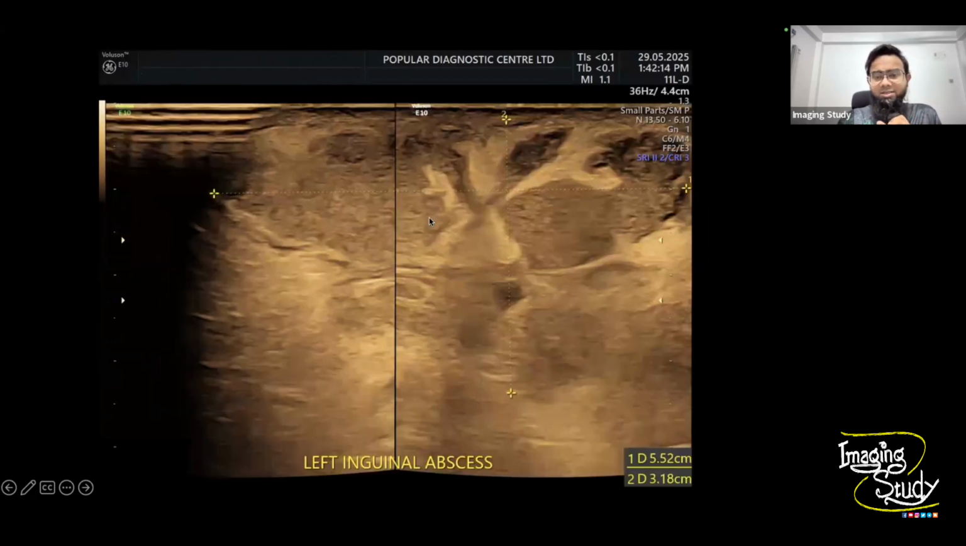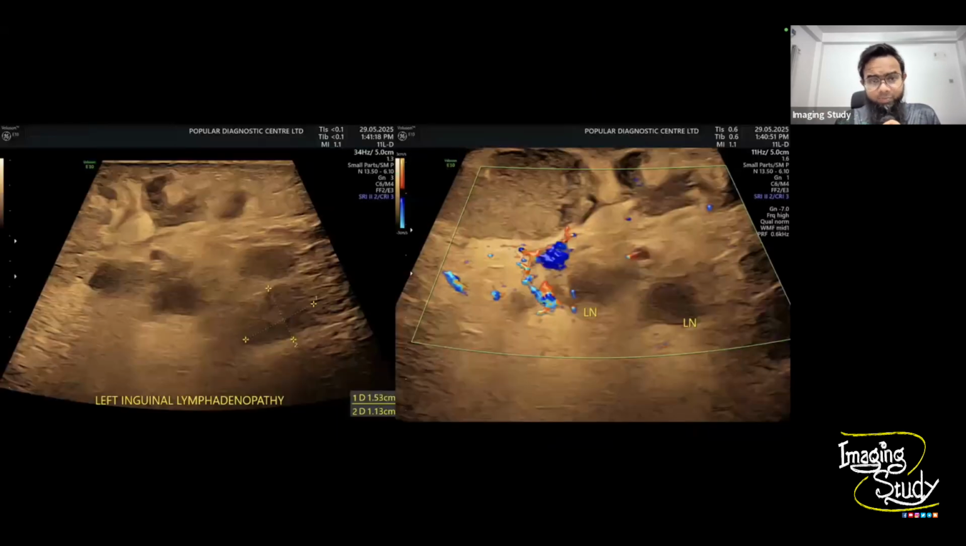So it's easy to measure the abscess. You see it's quite deeper. On real time, we saw that the moving particles are seen up to this area. Not the accurate measurement because it's quite irregular, but overall it can give you an idea.